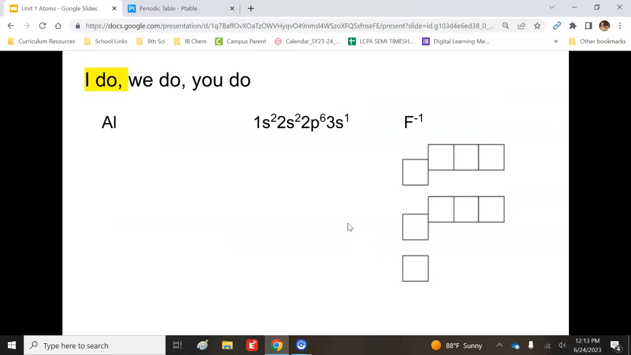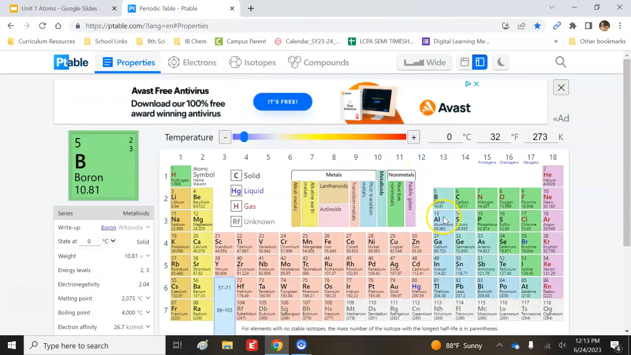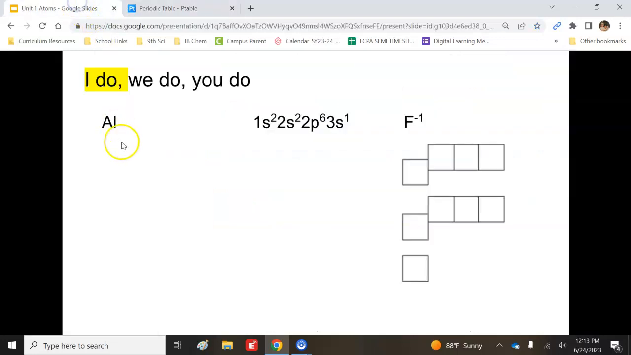So a little I do section, I'm going to go through and do these with you. Aluminum, if we go to the periodic table, has no charge, so the number of protons in aluminum are going to equal the electrons. We have 13. So I need to represent 13 electrons with my electron configuration. I start with my 1s, I follow my pattern of 2s, 2p, 3s, 3p, and make sure that my electrons add up to the correct amount.